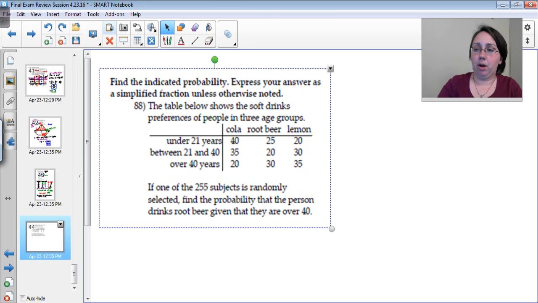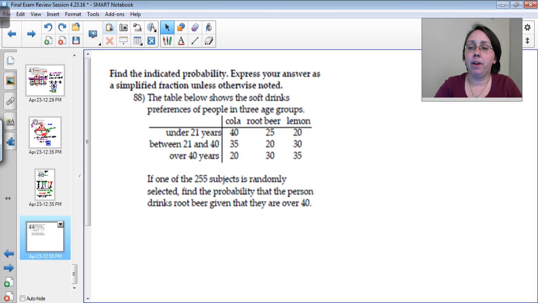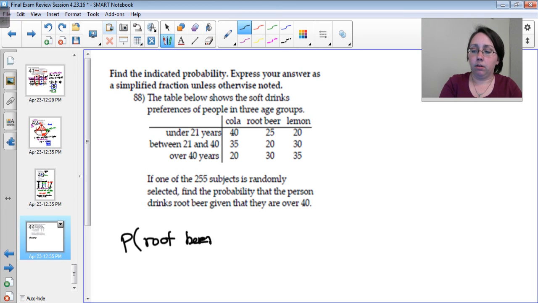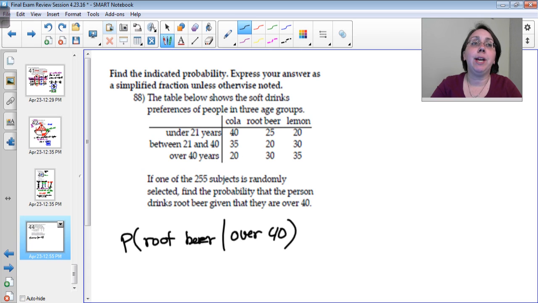Find the indicated probability. Express your answer as a simplified fraction unless otherwise noted. Decimals are fine. All right, if one of the 255 subjects is randomly selected, find the probability that the person drinks root beer. Given, remember, given is the vertical line, and after the vertical line is the given information. They are over 40. There are two ways to do this problem.